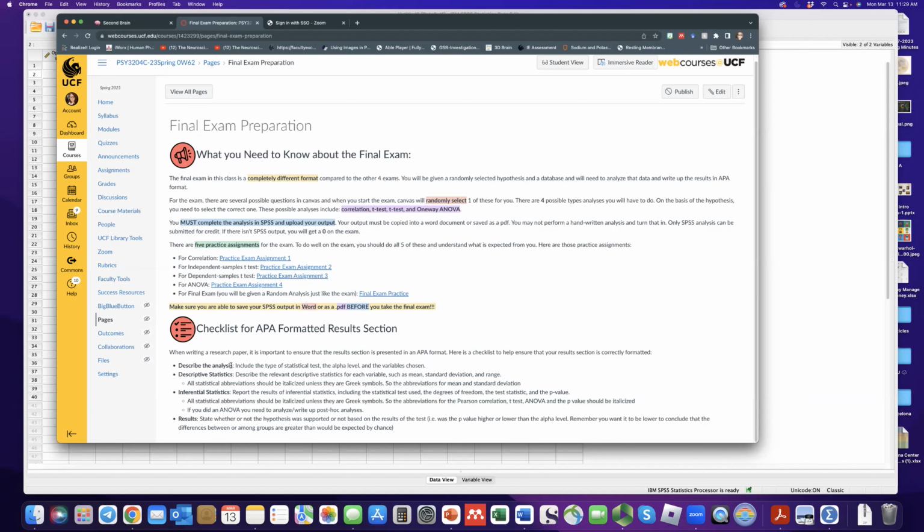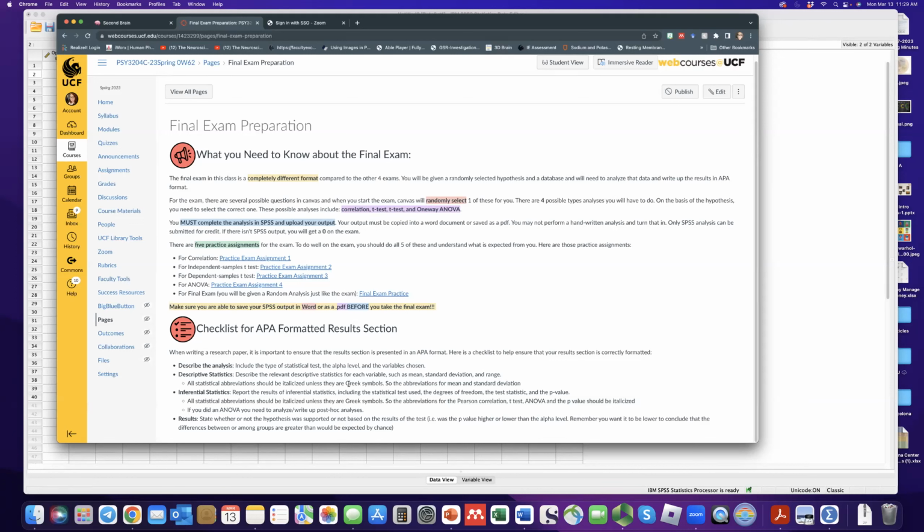You want to make sure that you describe the analysis, including the statistical test, alpha level, and variables chosen. You want the descriptive statistics. In this case, it's just going to be mean and standard deviation. For correlation analyses, you don't really need the mean and standard deviation. It doesn't make sense there. And all statistical abbreviations should be italicized unless they're Greek symbols, which you guys don't have to deal with for this.